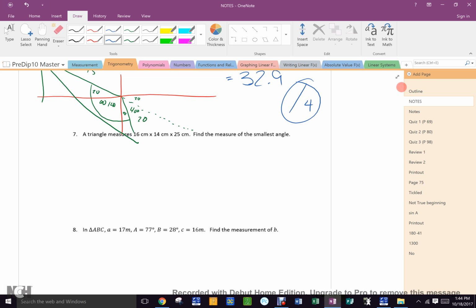All right. A triangle measures 16, 14, 25. Doesn't matter how we draw it. I drew it that way, so I obviously have a longer side. I want the measure of the smallest angle. Where must the smallest angle be? Across from the smallest side, which is what? 14. So this has to be C, doesn't it? Which makes this little c. Do the other two matter? Not particularly. But what must I do to the coleslaw?